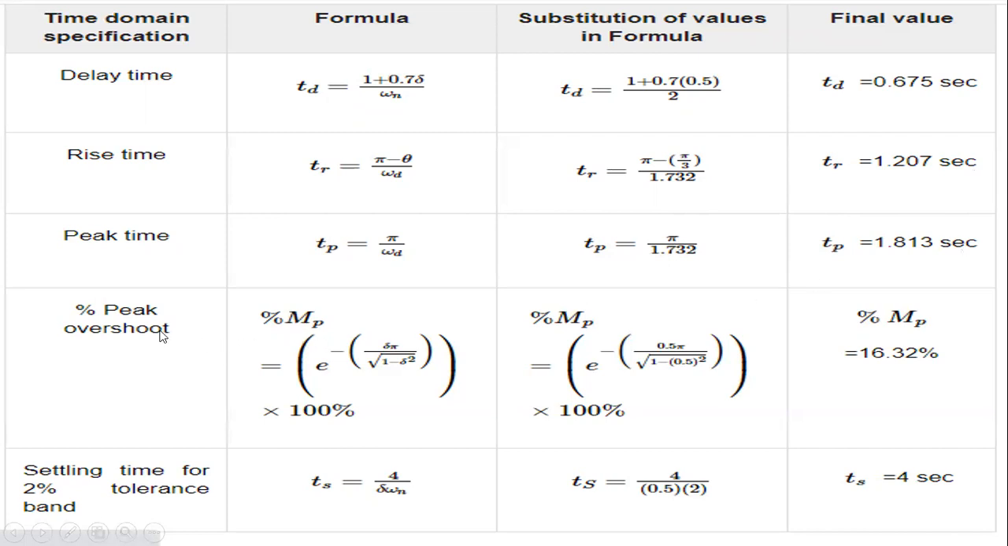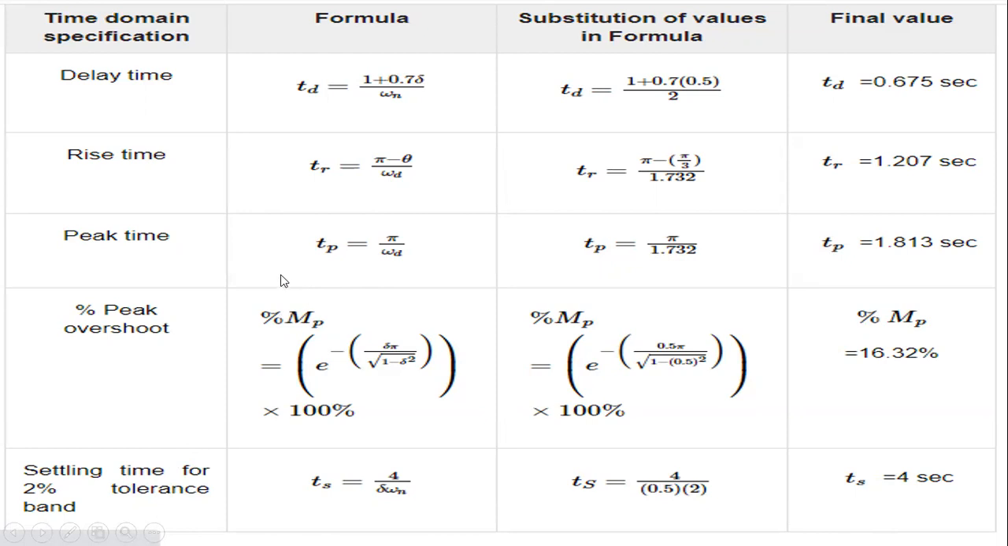And the percentage peak overshoot, MP, is e power minus delta pi by square root of 1 minus delta square, into 100%. If we substitute delta as 0.5, we get 16.32%. That's the percentage peak overshoot. Then the settling time for the 2% tolerance band is 4 by zeta omega n. So 4 by 0.5 into 2, and we get TS equal to 4 seconds. This is the settling time for the tolerance band.